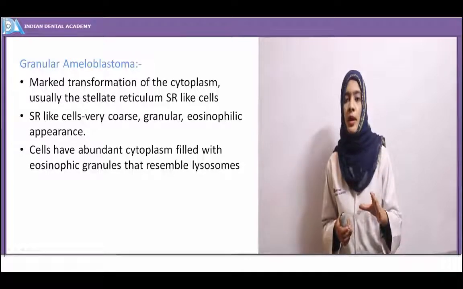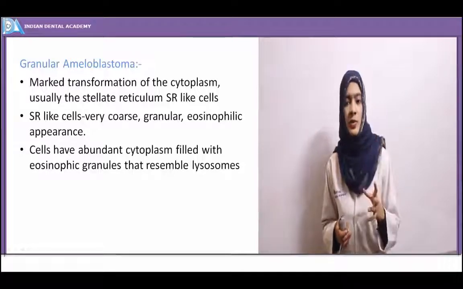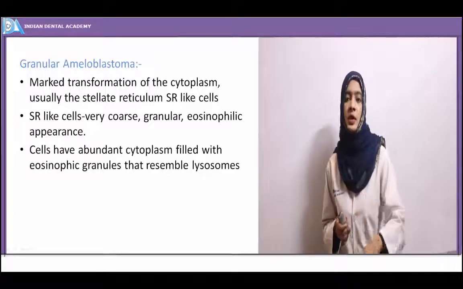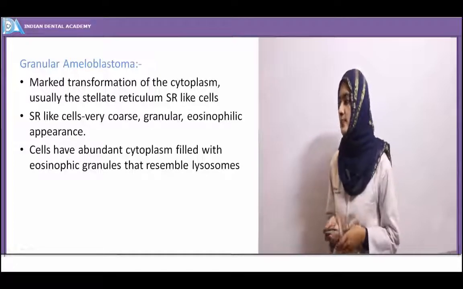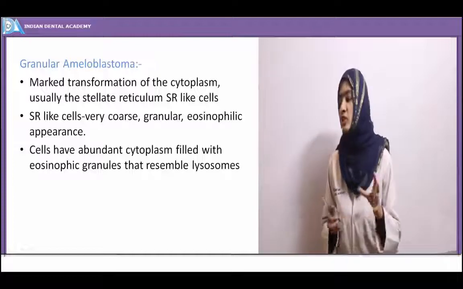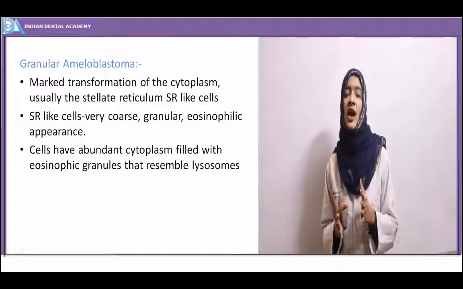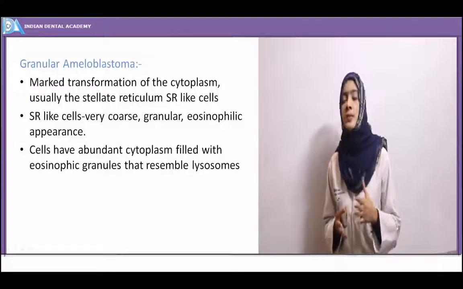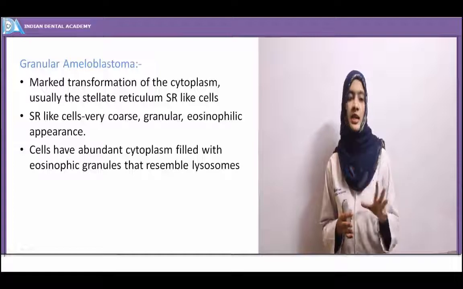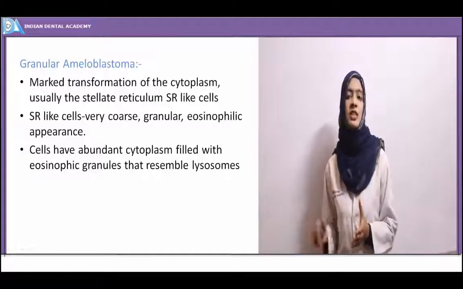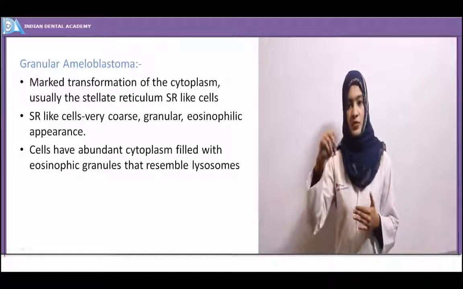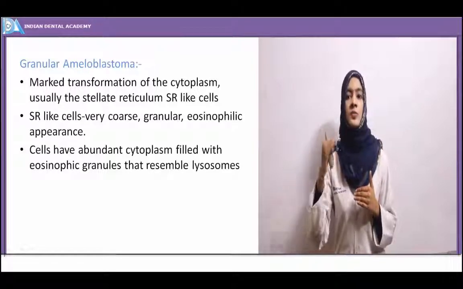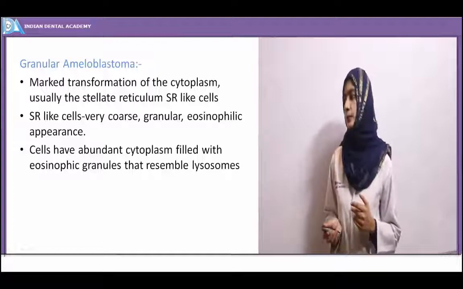In the stellate reticulum-like cells, some transformation is occurring, leading to the appearance of granules within the cytoplasm of the stellate reticulum-like cells. Okay, the stellate reticulum-like cells become very coarse, granular and eosinophilic in appearance. These cells have abundant cytoplasm with eosinophilic granules. The stellate reticulum-like cells show the characteristic changes in the granular ameloblastoma. There is appearance of granule-like cells in the cytoplasm. They resemble lysosomes ultrastructurally. Okay.